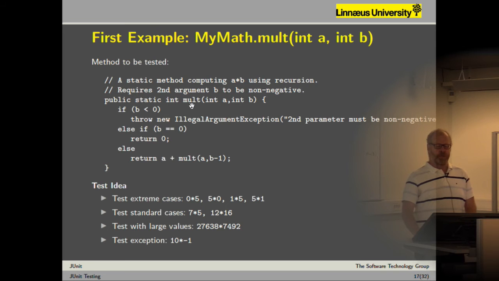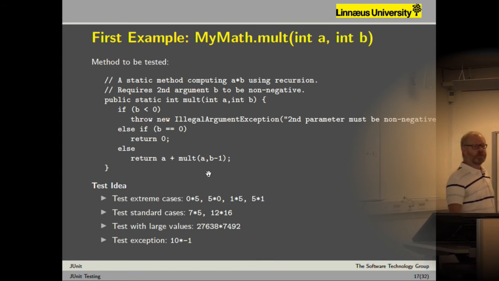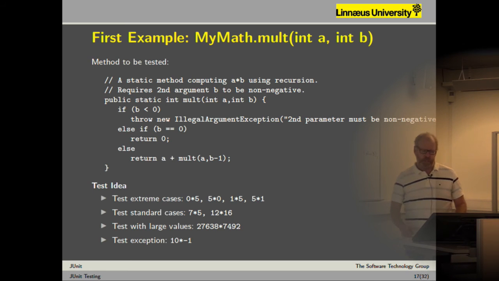And the only problem is that the second argument b must be non-negative. So I start by checking if b is negative, then I throw an exception. Otherwise we have the so-called base case. b equals 0, I return 0, otherwise I return the result of this computation. Yeah, it's a simple method.